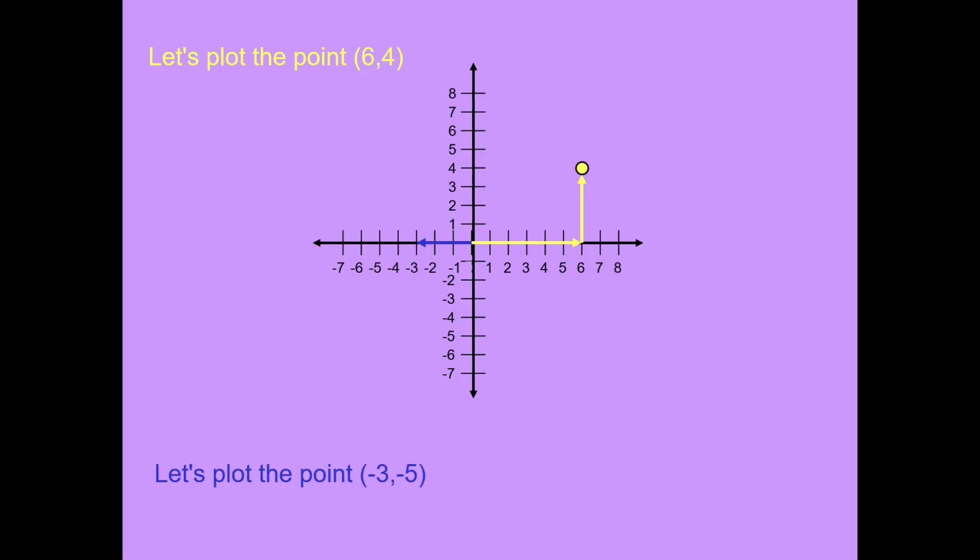Let's take a look at plotting the point (-3, -5). On the x-axis, we go over -3. Then we go down -5 on the y-axis, and that's the location of the point.